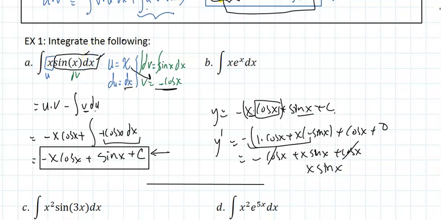And there it is. So when the question comes up, what do you take a derivative of to get x sine of x? You take a derivative of this mess.